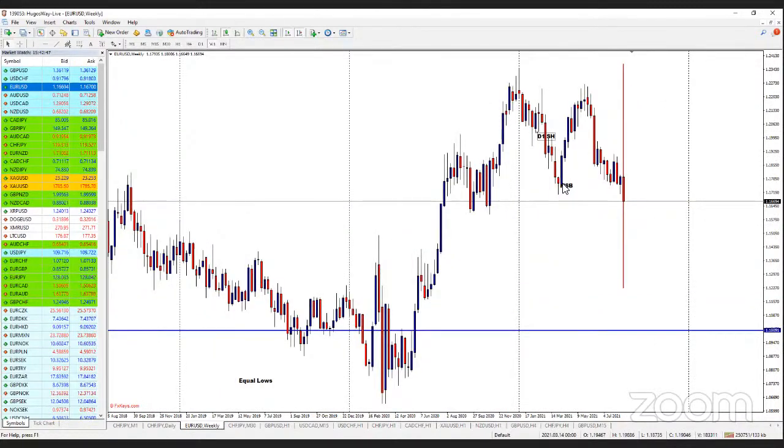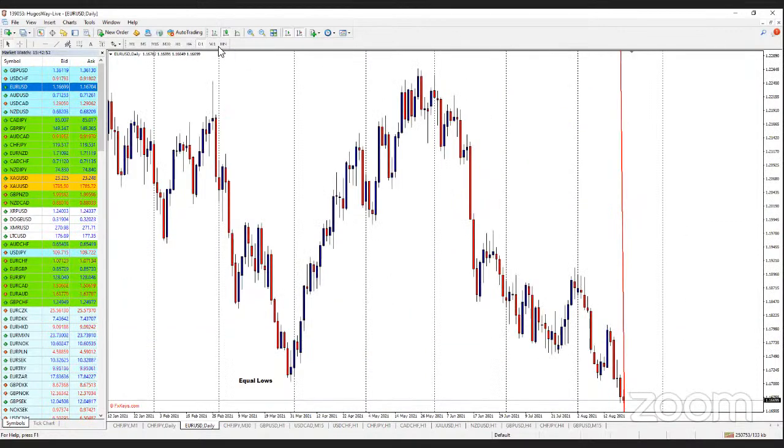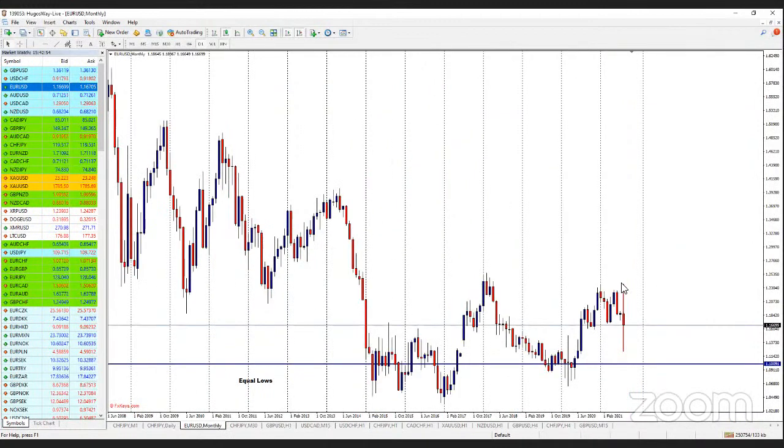I'm going to delete all of this stuff so that we can have a clearer chart and have a look at what's going on here. So this strange line that has formed, I don't know what happened here, why it came along. All right, here we go.